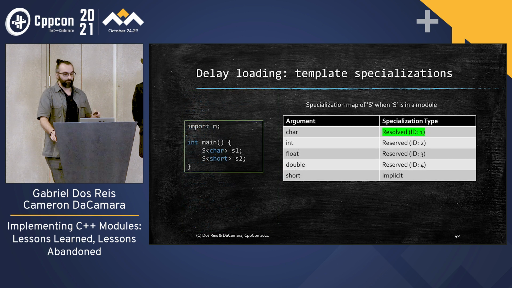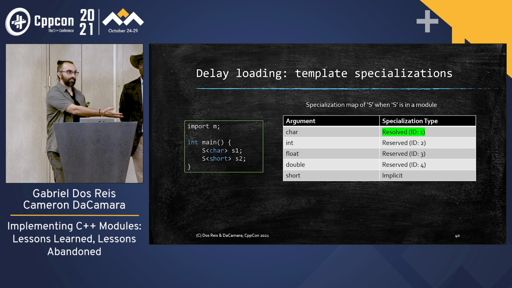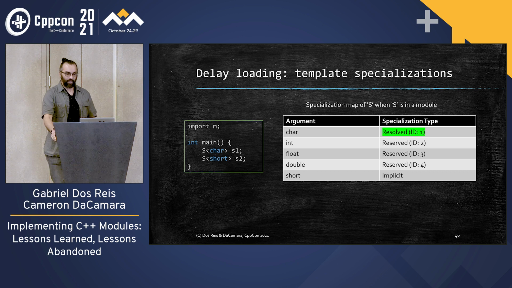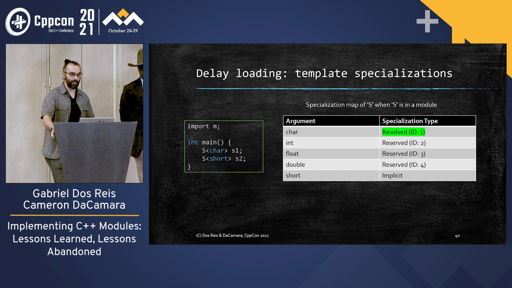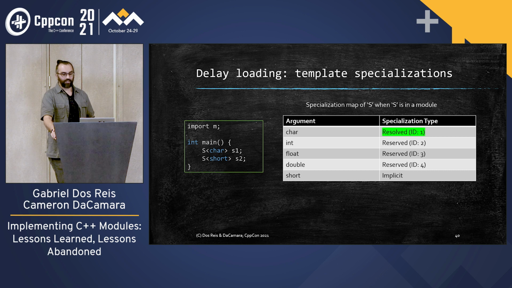And on the import side, we have import M, and when the user says, hey, I want to specialize S of char, it says, oh, okay, I have that template specialization. It's a delay load specialization, so I actually need to ask the modules code to go ahead and materialize this thing for me. So you give it the ID of that specialization type, and it comes back with a symbol. And that's how we get this resolved explicit specialization here. And the other ones are just still reserved. We haven't done anything to them yet. And of course, implicit instantiations are the same as they had been before.